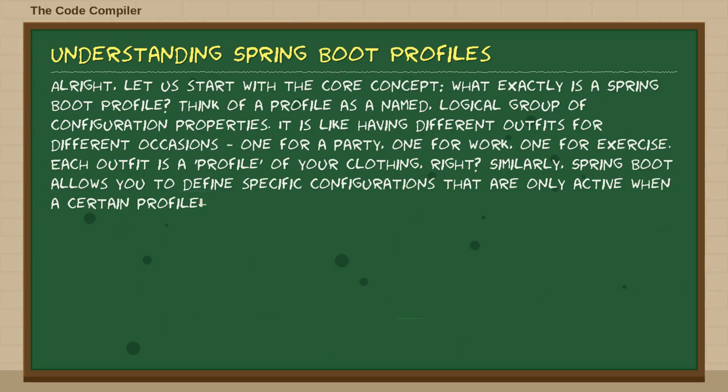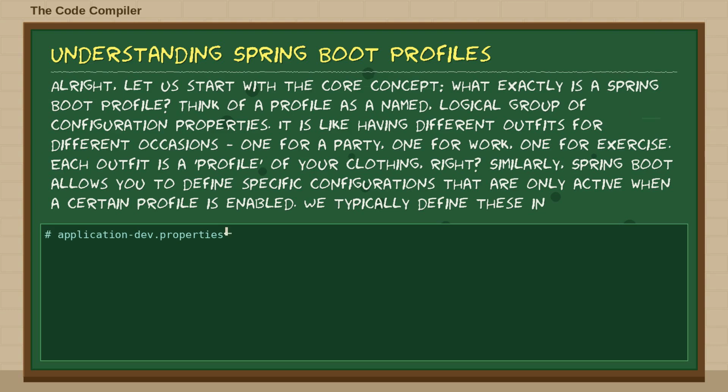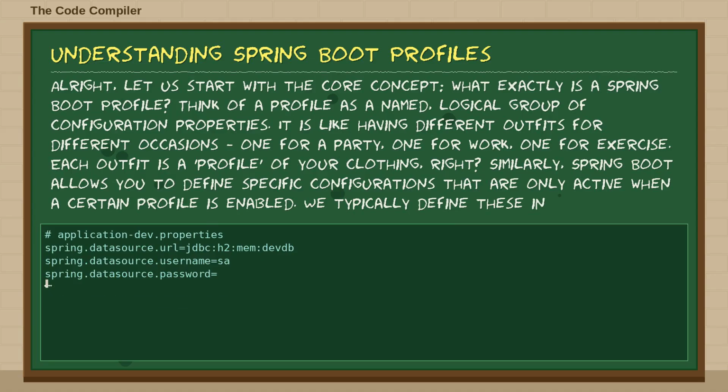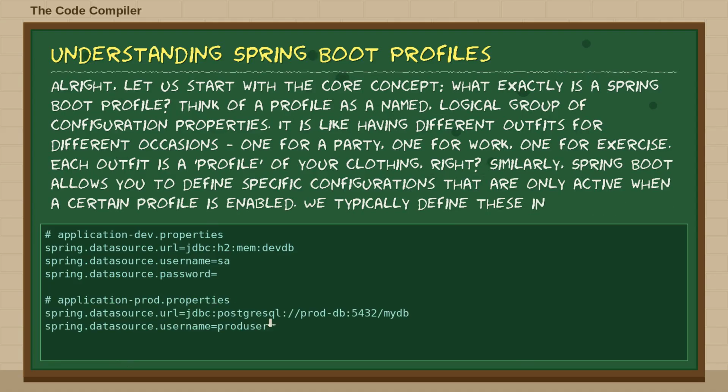We typically define these in application-{profile_name}.properties or application-{profile_name}.yml files. For example, application-dev.properties for development settings and application-prod.properties for production settings. This keeps your configurations separate and organized, making your application highly adaptable. Observe the example on the screen.